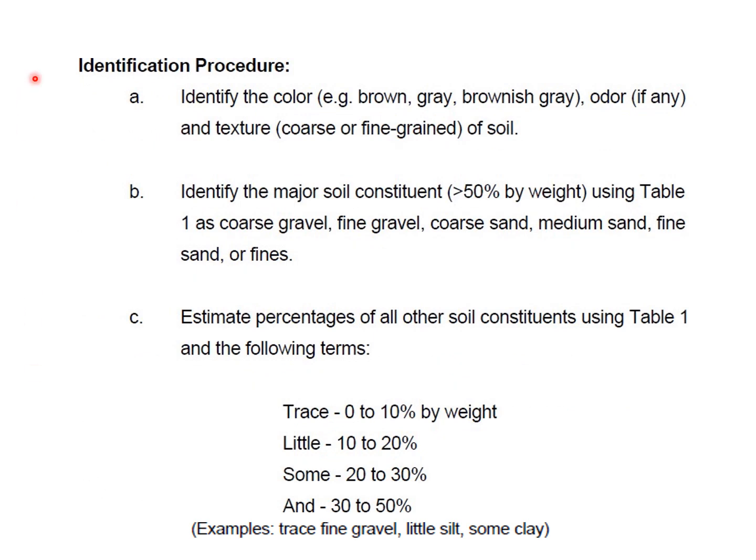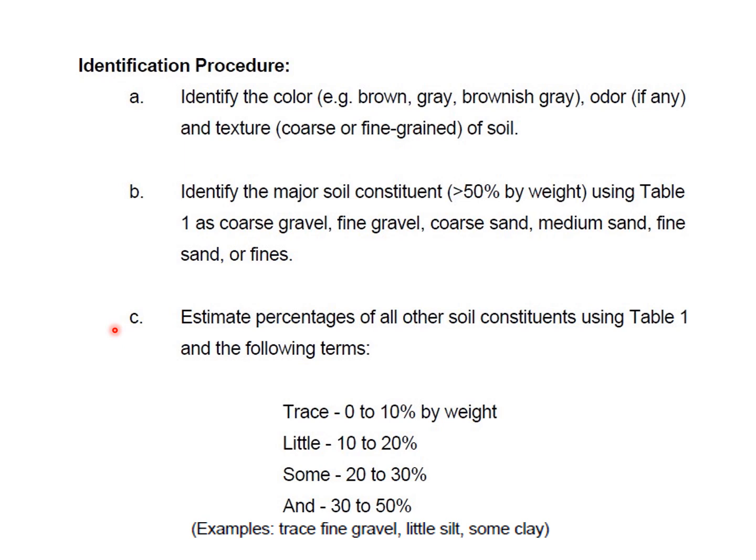Identification procedure. Identify the color, for example, brown, gray, brownish gray, odor, if any, and texture, coarse or fine-grained, of the soil. Identify the major soil constituent that's greater than 50% by weight using table 1 as coarse gravel, fine gravel, coarse sand, medium sand, fine sand, or fines. So when you are able to see table 1, these things will be cleared.